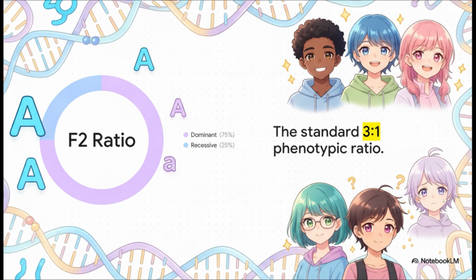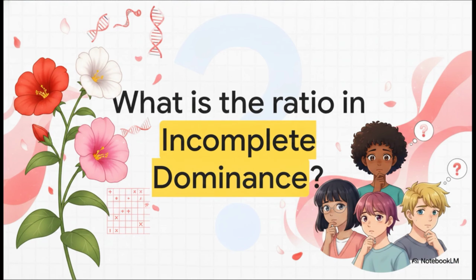In that F2 generation, we see 3 parts dominant expression to 1 part recessive. Honestly, that ratio is basically the bedrock of all Mendelian genetics. 2 points if you got it, for sure. Let's see if we can catch a twist for question 6.